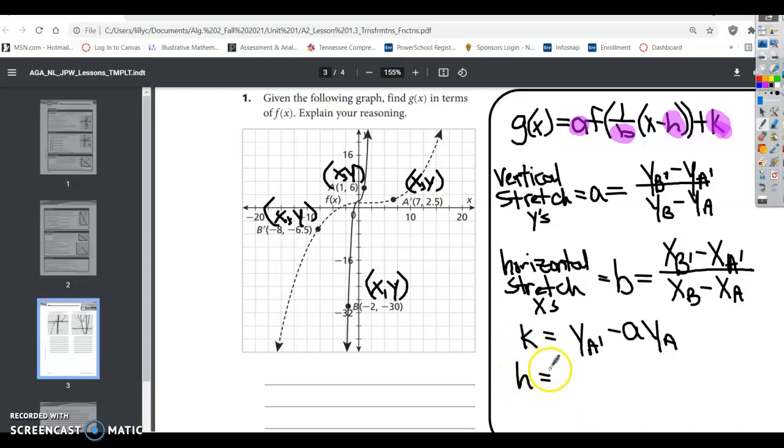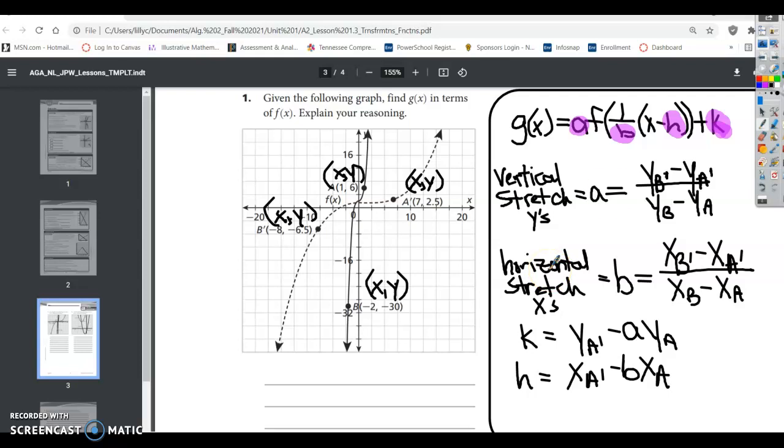And H is going to be very similar, except H is your horizontal transformation. So we're going to have x of a prime minus b times x of a. Again, because it's your horizontal, you're taking b from whatever you found b is here, and then your x's from your 2 points A and A prime. So on the transformations, you're finding those just using the 2 points. For the vertical and horizontal stretch, you're using all 4 points.